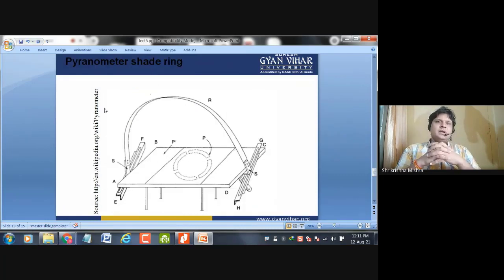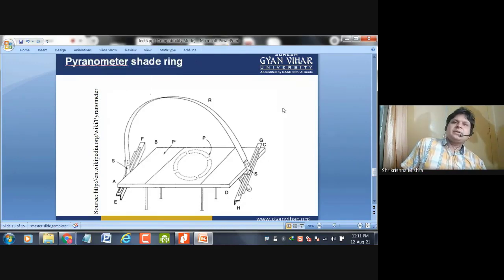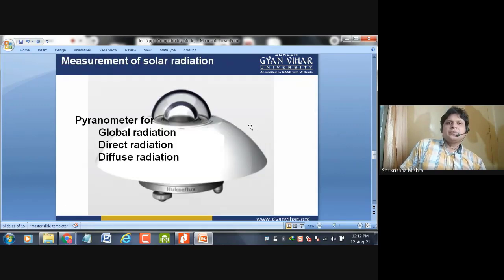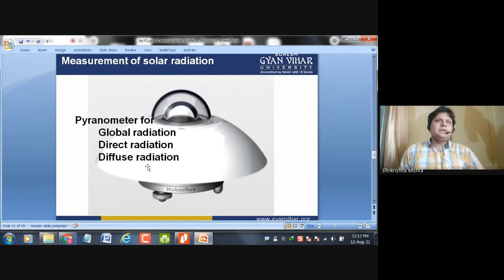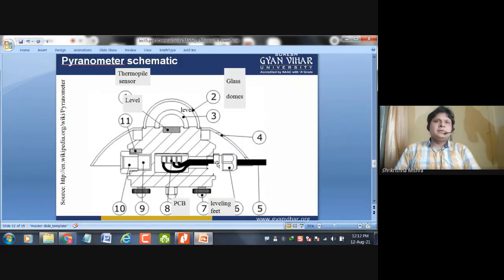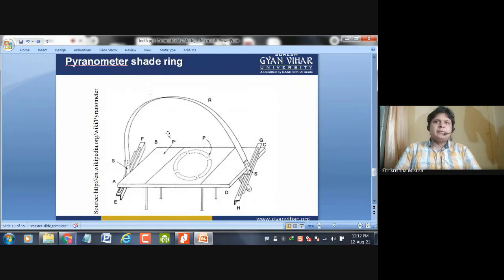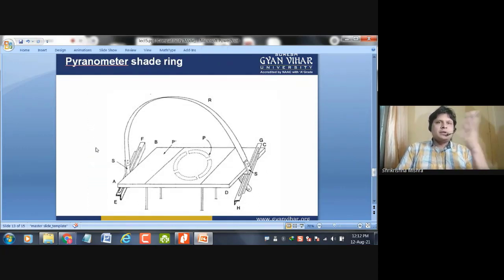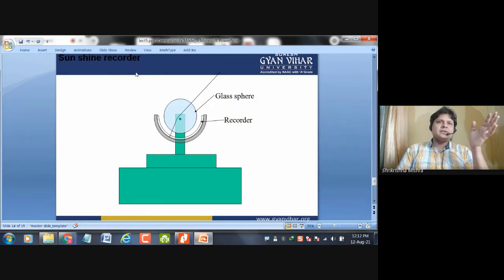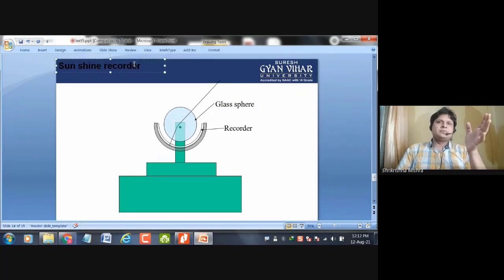All right. And then one more thing, students: there is a shade ring in the pyranometer. As you can see in the previous slide, this is the shade ring, an inverted saucer-type shade ring. This diagram shows you how the shade ring is kept.